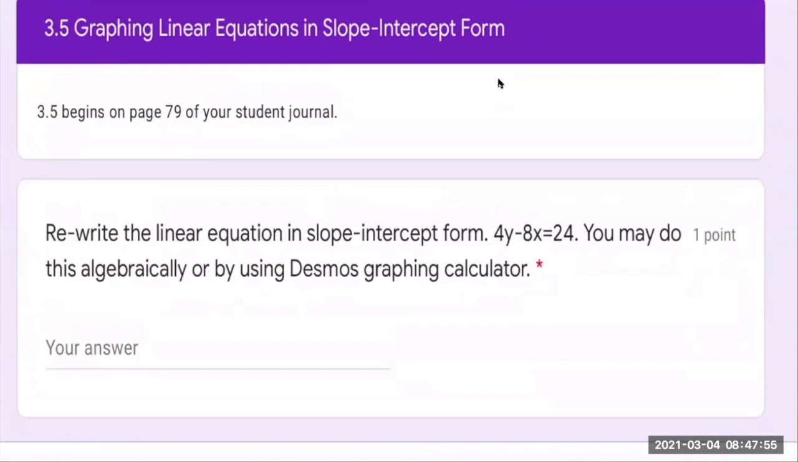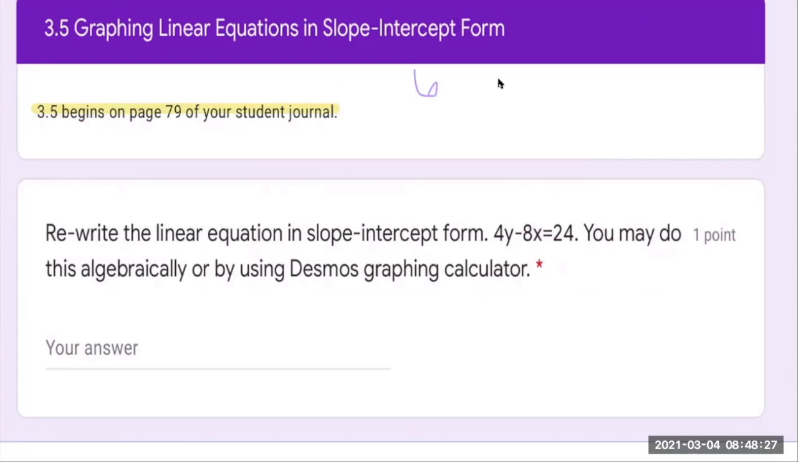Alrighty, the last section and the last question. It says 3.5 begins on page 79 of your student journal. Rewrite the linear equation in slope-intercept form. So we have 4y minus 8x equals 24. You may do this algebraically or by using the Desmos graphing calculator. If you're doing this algebraically, I'm going to keep it very similar, but I'm going to change up the numbers so you can see that process.